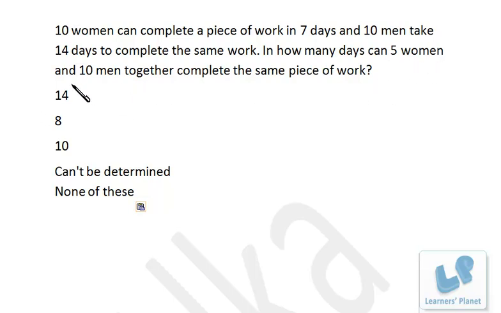Now in how many days will 5 women and 10 men together complete the same piece of work? Now 5 women are there, 10 men are equal to 5 women. So 5 women plus 5 women, 10 women. Now 10 women can complete the piece of work in 7 days. No paperwork is required. Your answer is 7 days. That's none of these. The problem should be solved in just 15 to 20 seconds, not more than that. No paperwork is required at all, right?